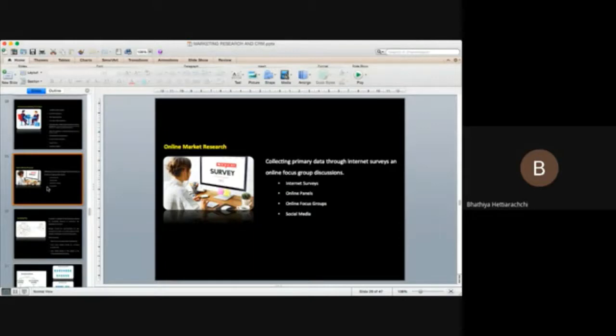Then you can also have online panels. Rather than having physical meetings and interviews, you can have online meetings where you gather people from different geographical areas. Sometimes, being in Colombo, you might get people from the UK, USA, and European countries to join you. Those facilities are available now. So if you are an exporter exporting tea to Russia, you don't have to go to Russia to do research. You can get them online. You can even have online focus group discussions where you have a set of people, like 6 to 10, and have a forum.